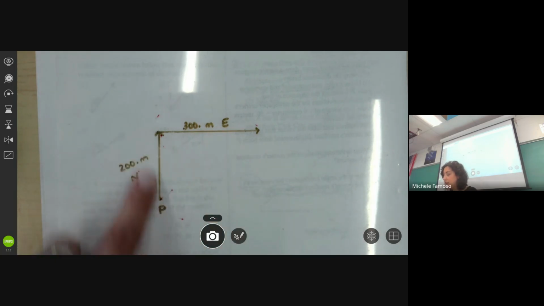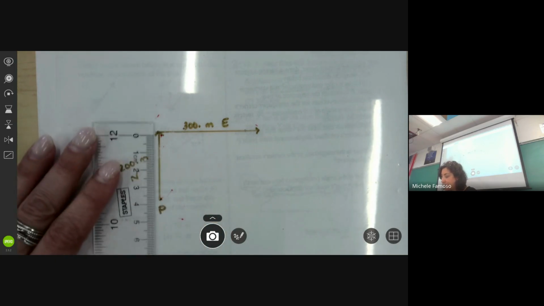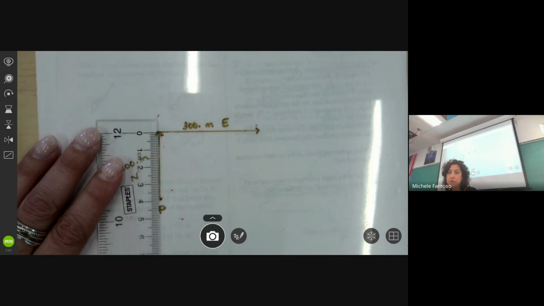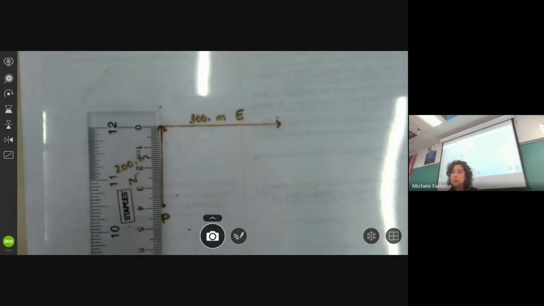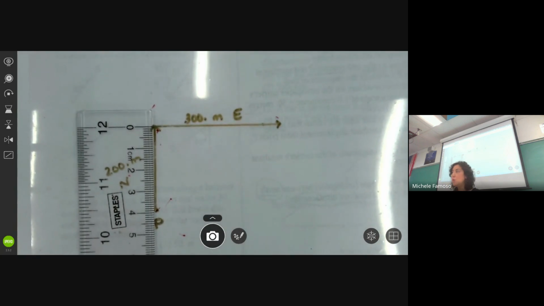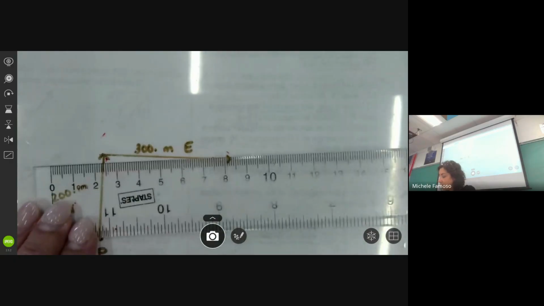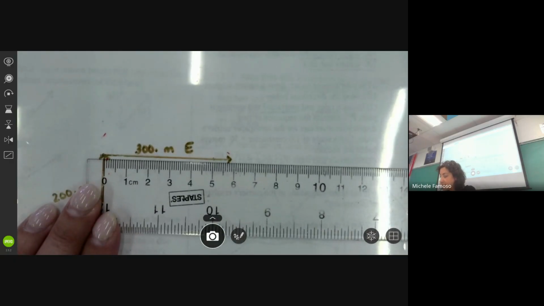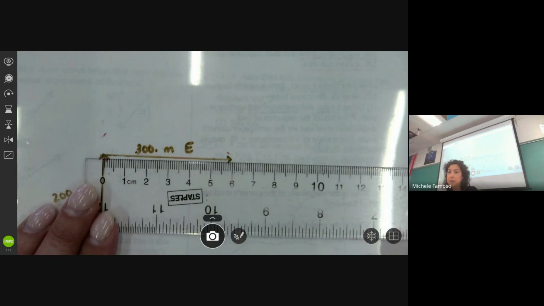Okay, let's check the length of the one that goes up. With your ruler, check. That should be 4.0 centimeters of length if you did it correctly. 4.0 centimeters of length in this scale. Right, 1 centimeter is 50 meters, so 200 divided by 50 is 4. Then the one going to the right, measure that length. That should be 6.0 centimeters of length.